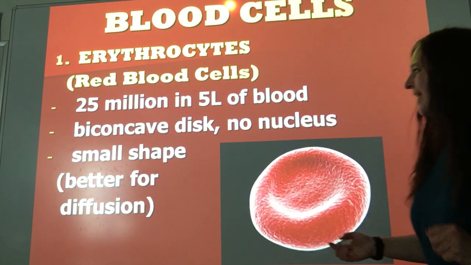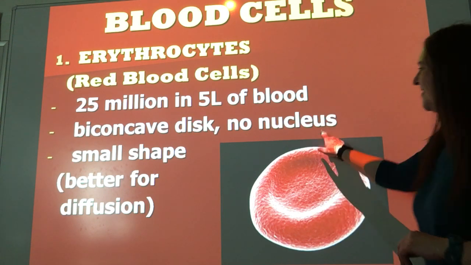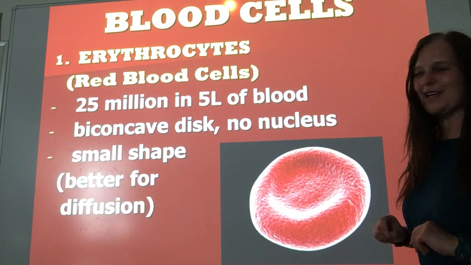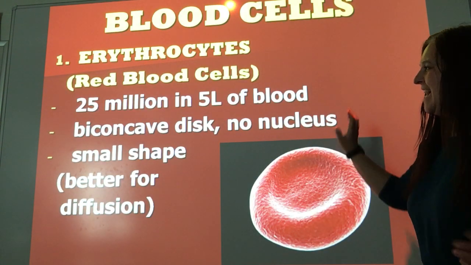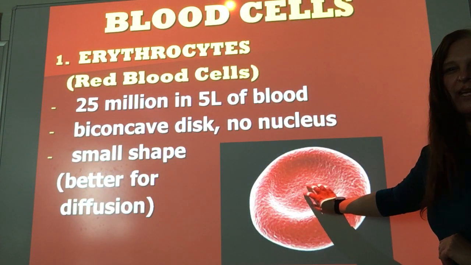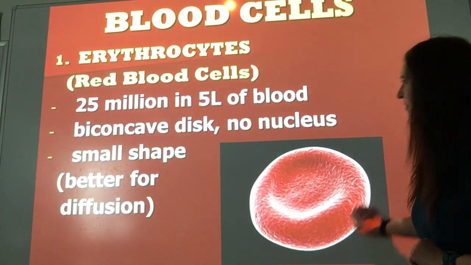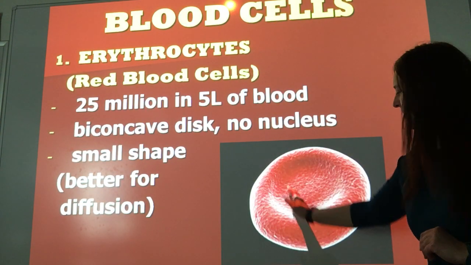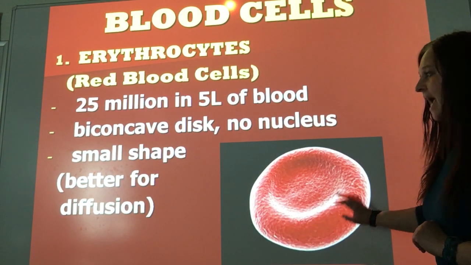It's fascinating. It's a unique shape. It does not have a nucleus. That is very unique. We talked about a nucleus in our first unit. It does not have a nucleus, so it has a biconcave disc shape. So it's thinner in the middle because there's no nucleus, and thicker on the outside. So kind of, I think, maybe a donut shaped biconcave disc, and it's small.